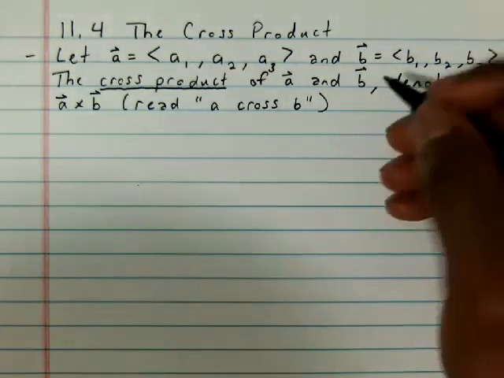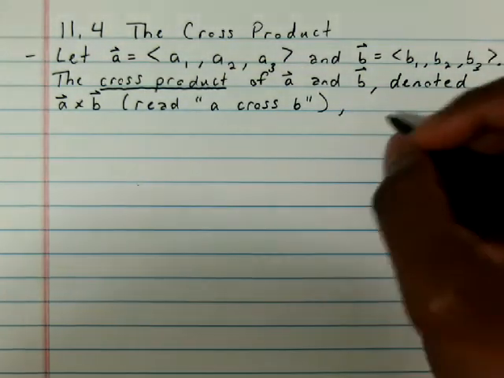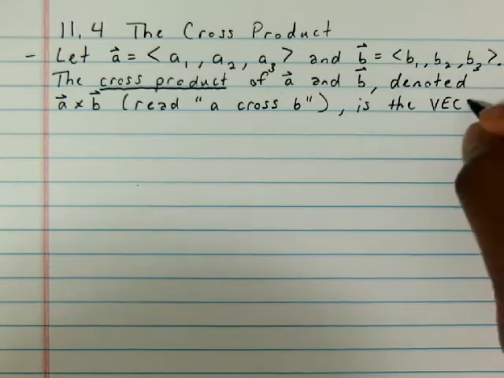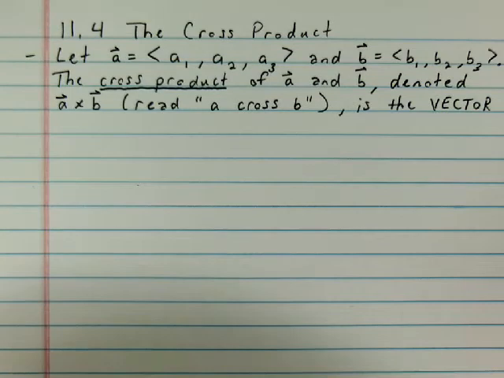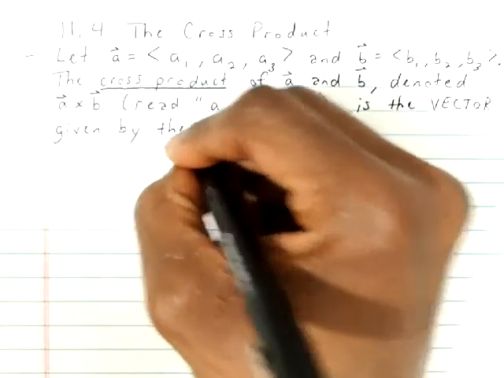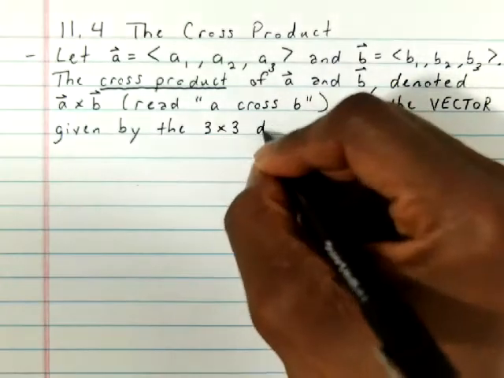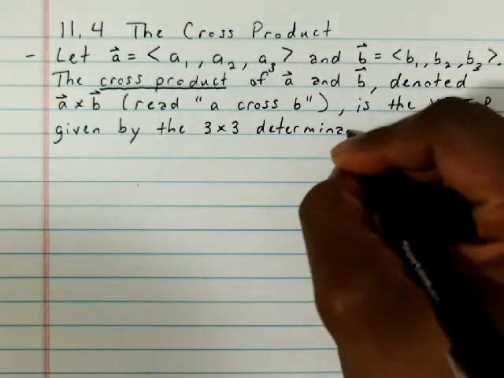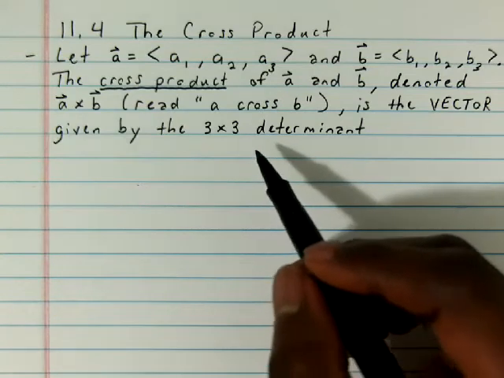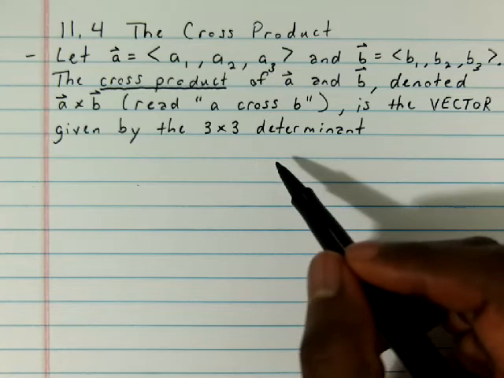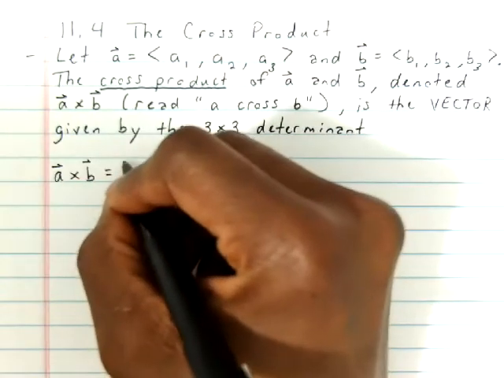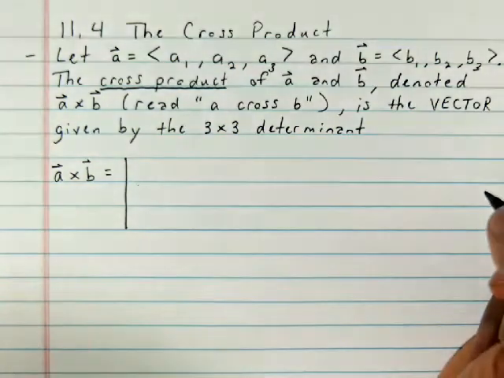So the cross product of A and B, denoted A cross B, is the VECTOR, and we'll put vector in all caps so that we remember that the cross product gives us a vector, given by the 3x3 determinant. And don't worry if you're not familiar with matrices or determinants. I'm going to show you how to compute this, and you can either go through the determinant process every time, or you can just memorize the final formula that I give you. So A cross B equals, so this notation I'm using here is just determinant notation.